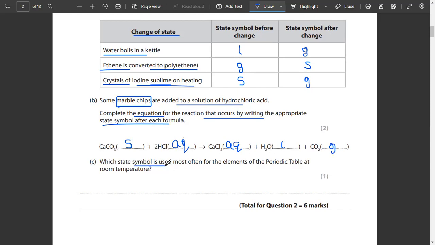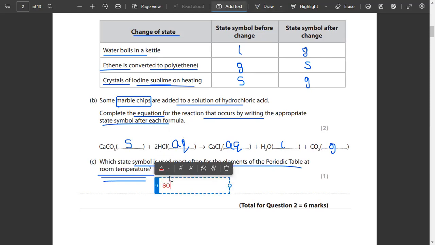Now, which state symbol is used more often for the elements of the periodic table at room temperature? In the periodic table, most of the elements you can keep in mind are solid at room temperature.